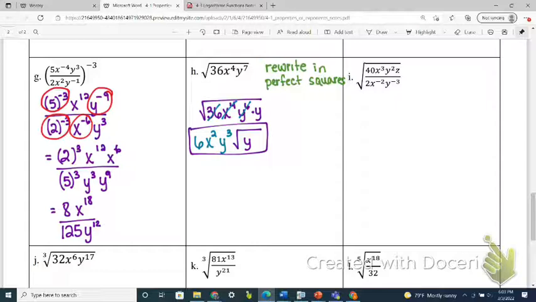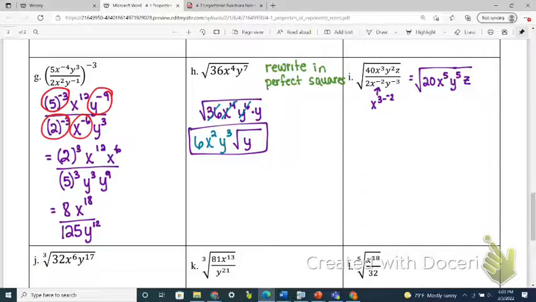When I look at this one, first thing I'm going to do is combine them down into 1. I'm going to do the division. So 40 divided by 2 is 20. For the x's, remember it's x to the 3 minus negative 2. That's what division means. So that ends up being x to the 5th. Y, same thing. 2 minus negative 3 is y to the 5th. And z just comes along.